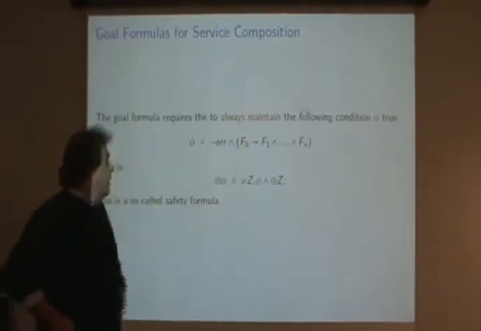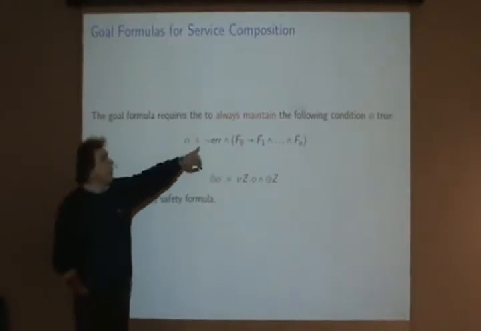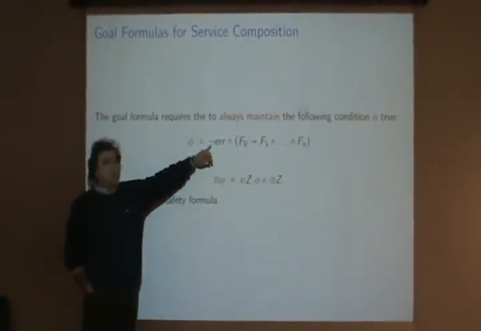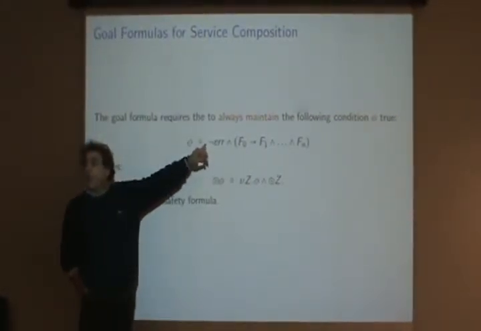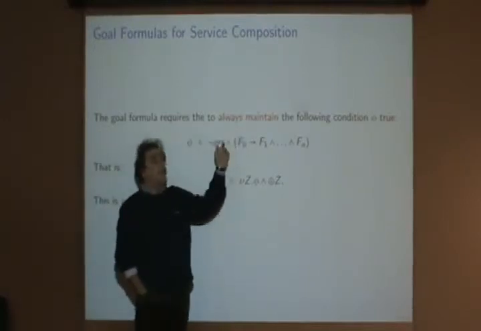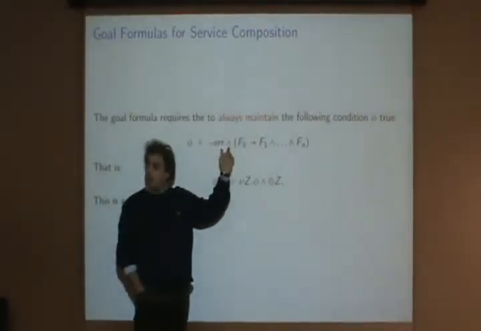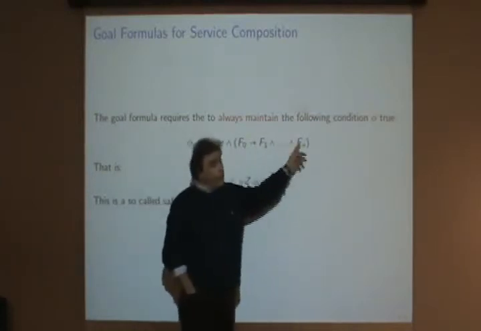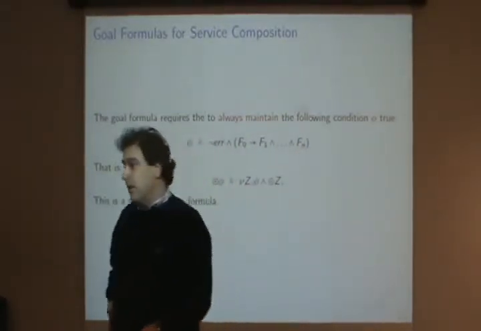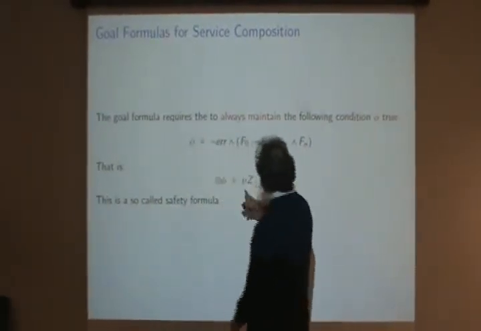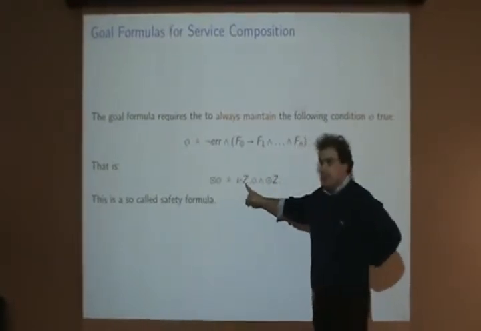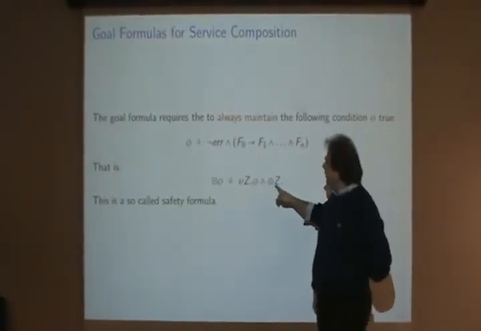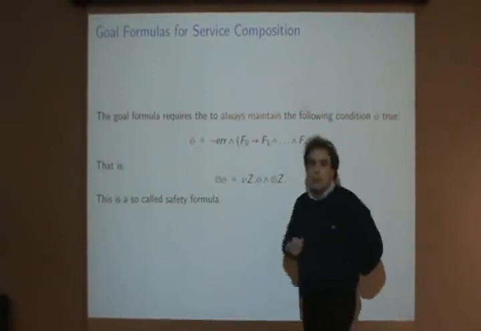And this is what we want as the formula. We want to maintain forever that we are not in error. Forever, so it's a maintenance goal. Not in error, and forever. Every time that the target is in a final state, all the services are also in a final state. And you compute this. It is, by the way, a greatest fixed point formula. It essentially says that this must be true always, forever.